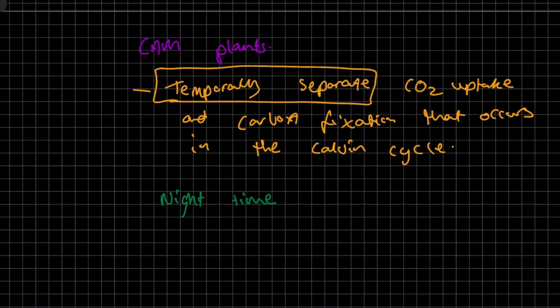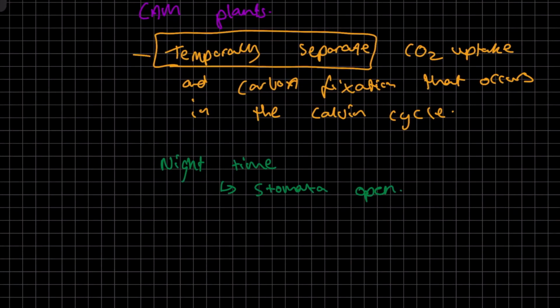So at nighttime, these plants will open their stomata. This is more efficient than opening your stomata during the daytime when it's hotter, because if you open your stomata at nighttime, there's less sun, less heat, and so you will get less loss of water. So at nighttime, these plants keep their stomata open.